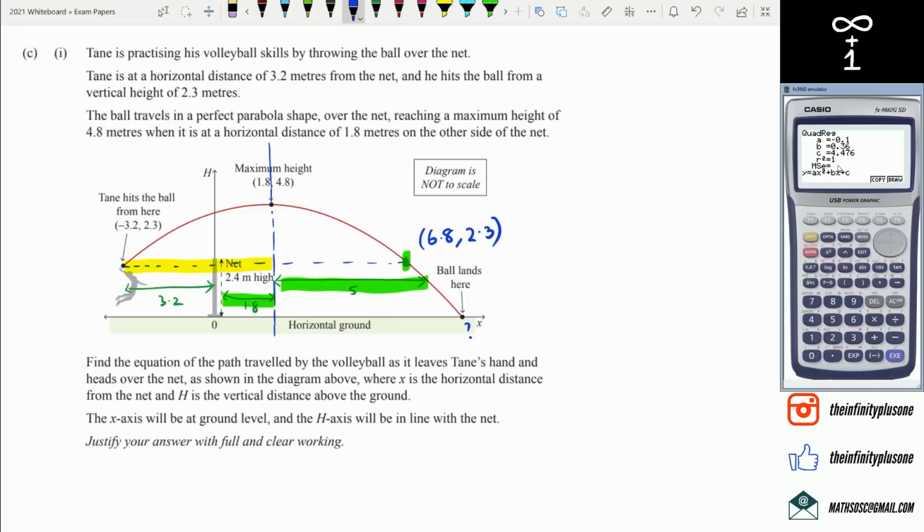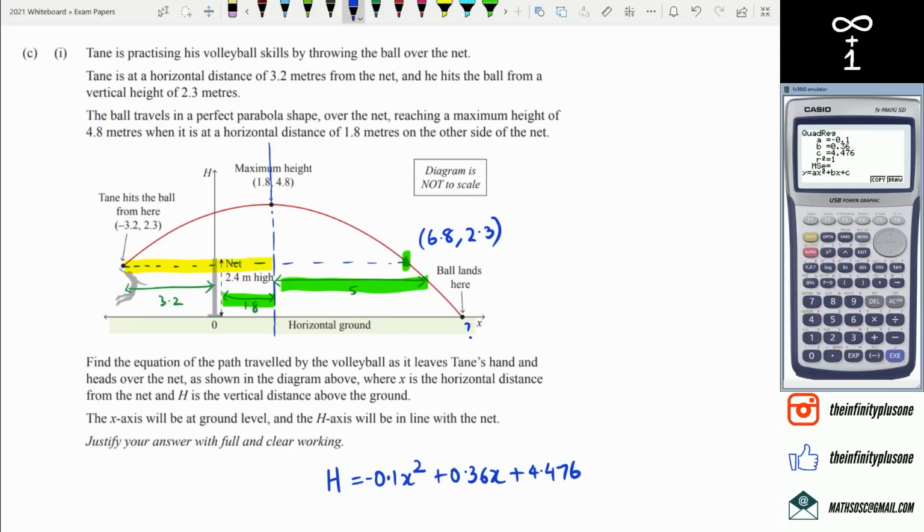So h is the height. So instead of y, I'm going to use h. And I've got negative 0.1 x squared plus 0.36x plus 4.476.